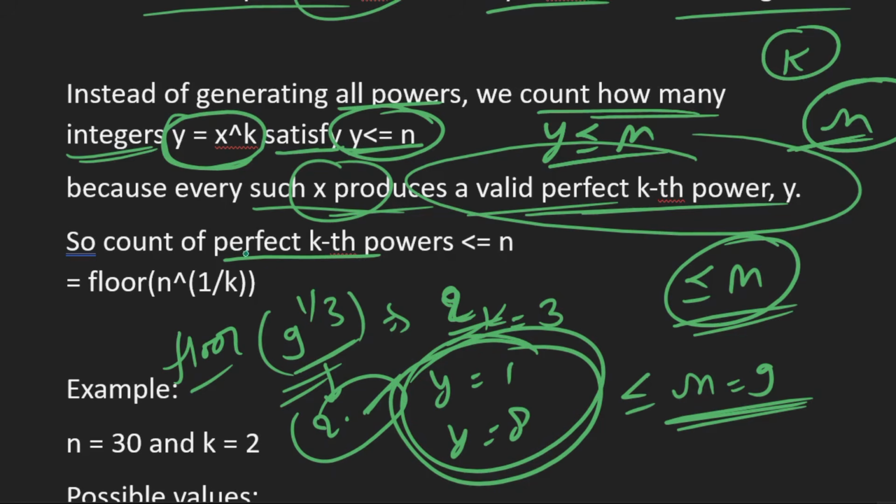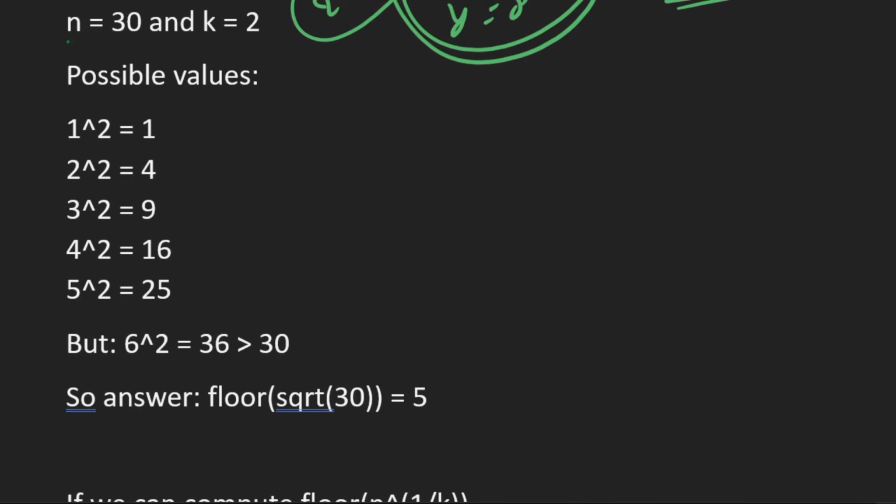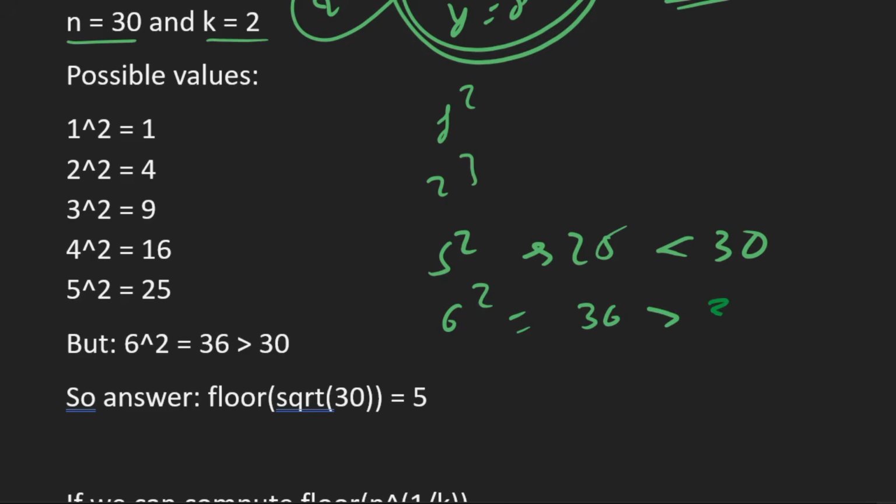So to find the count of perfect kth powers less than or equal to n, we take n to the power 1 by k and then take the floor value of that. So let's see an example. Suppose n is equal to 30 and k is equal to 2, so what are the possible values? 1 square, 2 square, up to 5 square. 5 square is 25, which is less than 30. Then we have 6 square, which is 36. 36 is greater than 30, so it won't be considered. So 5 values are considered, right?